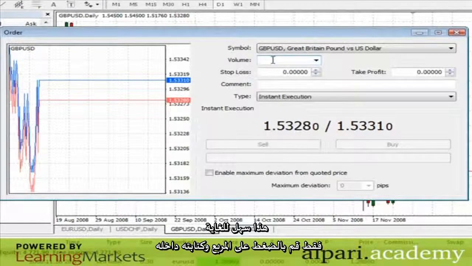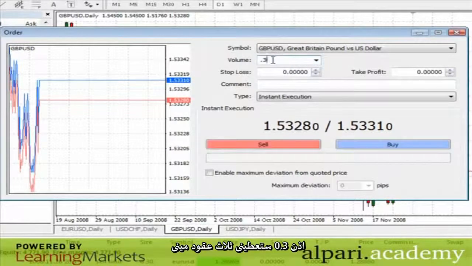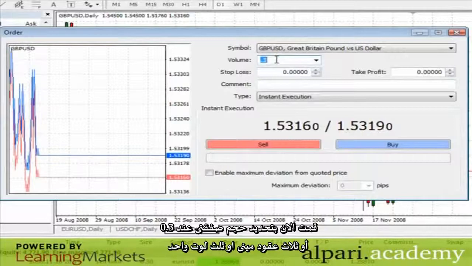Just put your cursor in the volume box and you can type in here. So 0.3 is going to give me 3/10 of a full lot or 3 mini lots. So I've now set my trade size or my trade volume there at 0.3 or 3 mini lots.